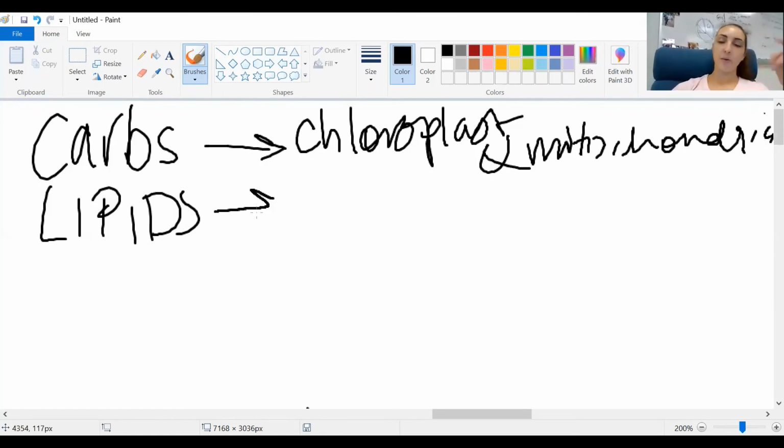Lipids, now remember we talked about insulation and long-term energy. So insulating, what does that mean? Does that mean that things are going to be outside? Are you trying to keep things in or out? Lipid kind of forms a barrier. And a barrier is synonymous for the cell as the cell membrane.